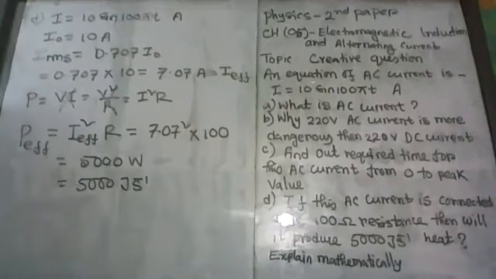So you can say that this AC current, if I use it with 100 ohm resistance, then obviously we can say that this AC current can produce 5,000 joule per second heat. So the statement of the question is correct. I repeat, boys and girls, the statement of the question is correct.